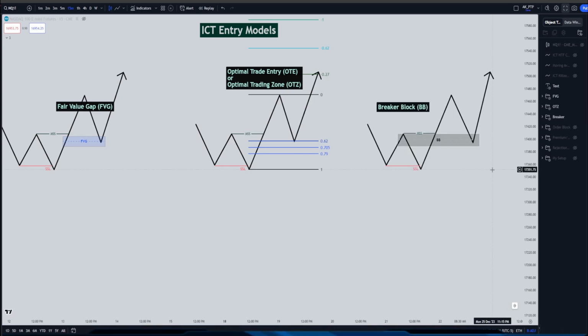The third way is entering from a breaker block. Price took the liquidity, created a short-term swing low, took that liquidity, and in between those two liquidities or swing lows it created a short-term swing high. When the market gives you the market structure shift above that high with displacement, remember displacement is very important. What do I mean by displacement? I will try to explain later on if I can remember. If not, feel free to ask me.